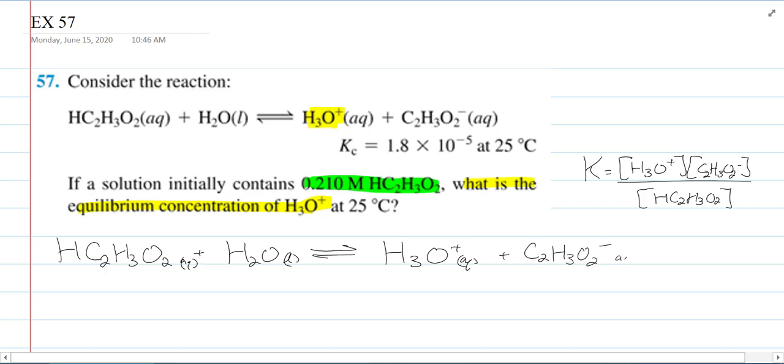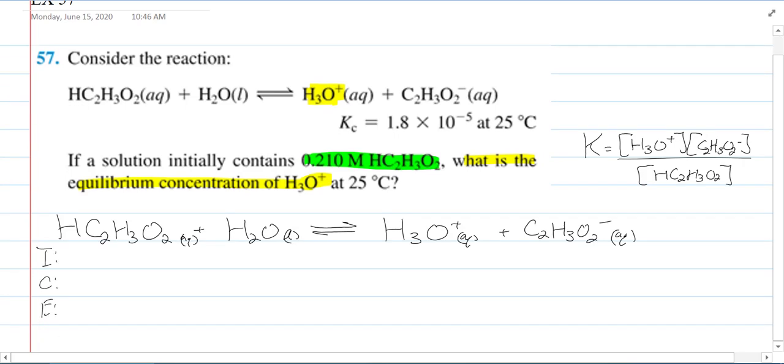Getting lazy, we forget things. Ice table. So we have 0.210, 0, 0. Change: minus x, plus x, plus x. So at equilibrium, I have 0.210 minus x, x, and x.